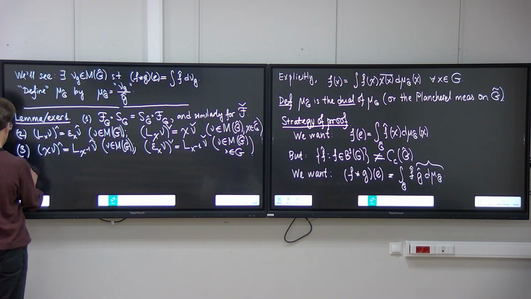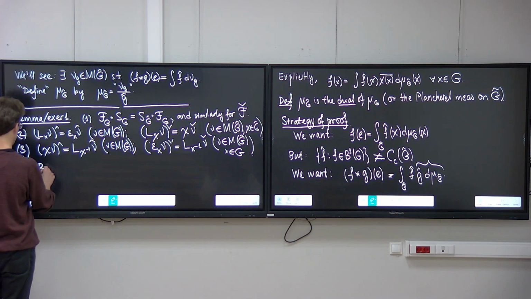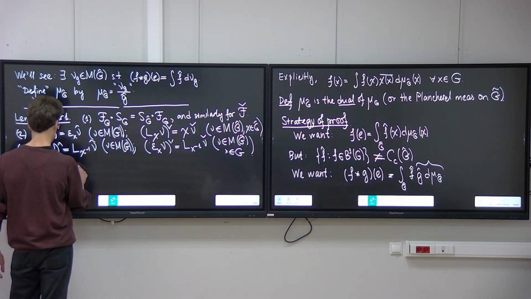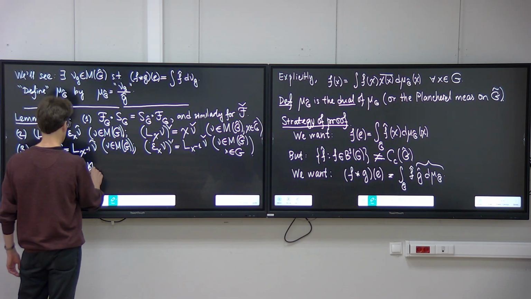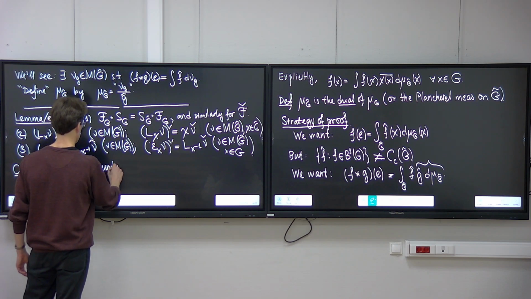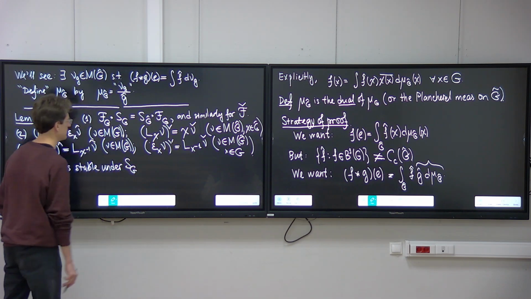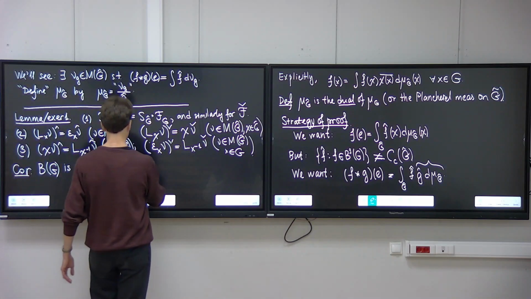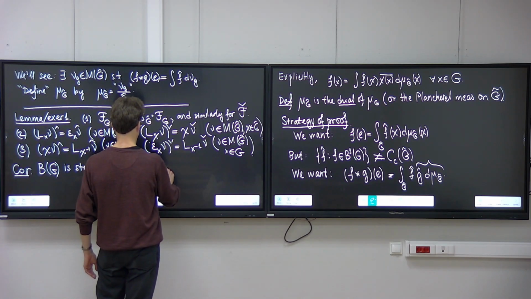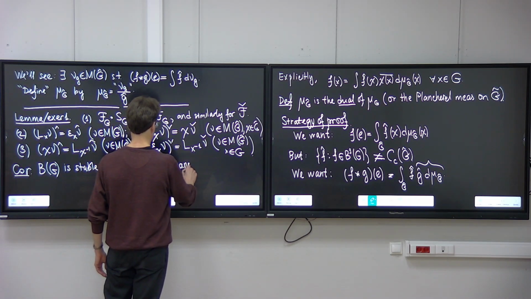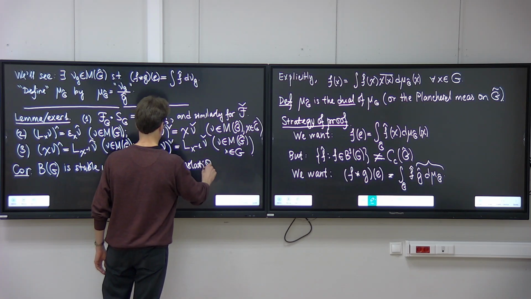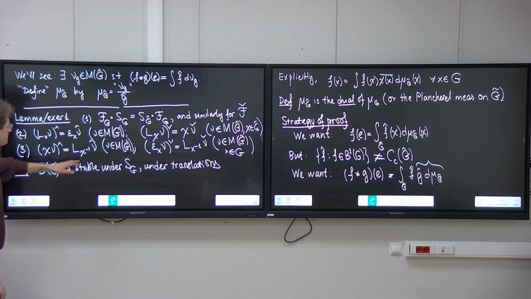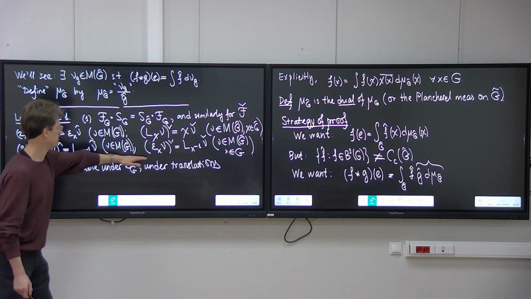As a corollary, we see that the Fourier-Stieltjes algebra, B of G, is stable under reflection, under S, because of property 1, and under translations. This follows from this formula.